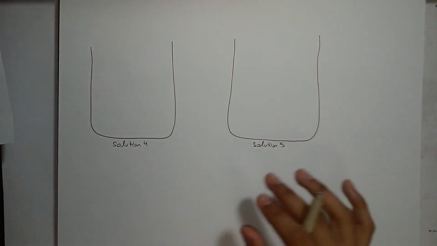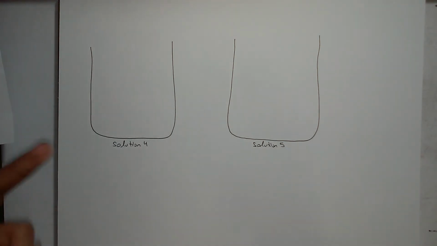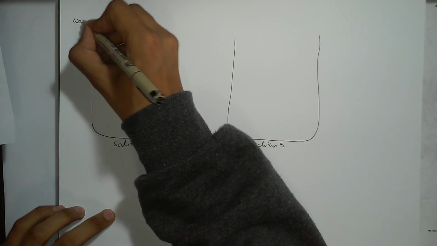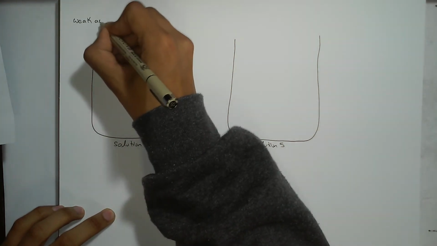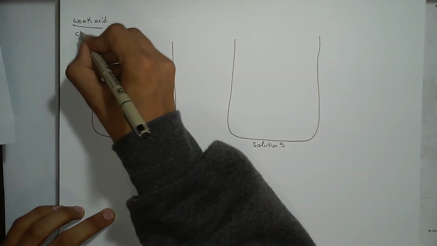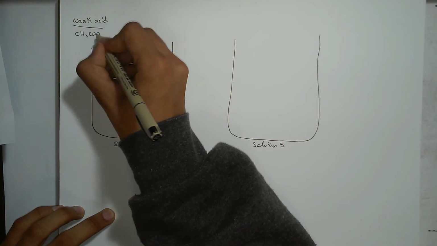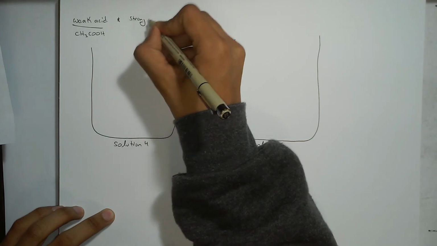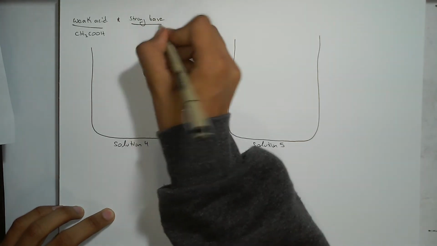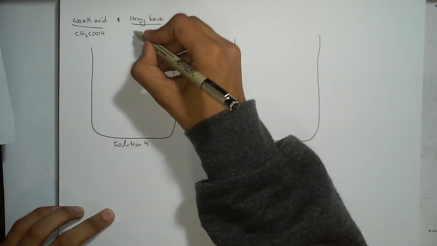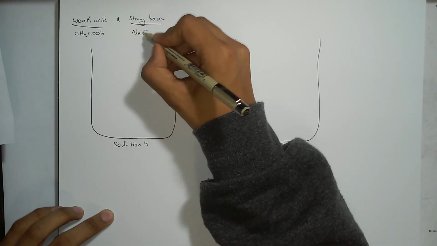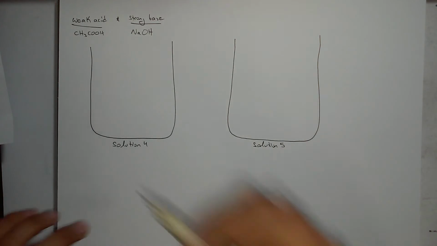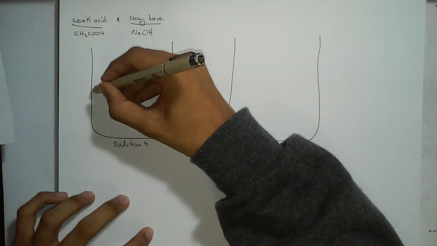I'm going to do the exact same thing that I've been doing in the previous problems. I'm going to combine two components together. In this case, I'm going to combine a weak acid, something like CH3COOH, and a strong base. Let me give you a random one, something like sodium hydroxide, NaOH. That's a strong base.